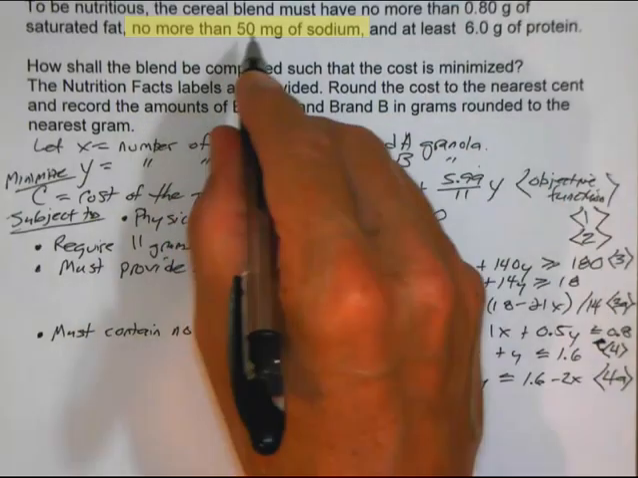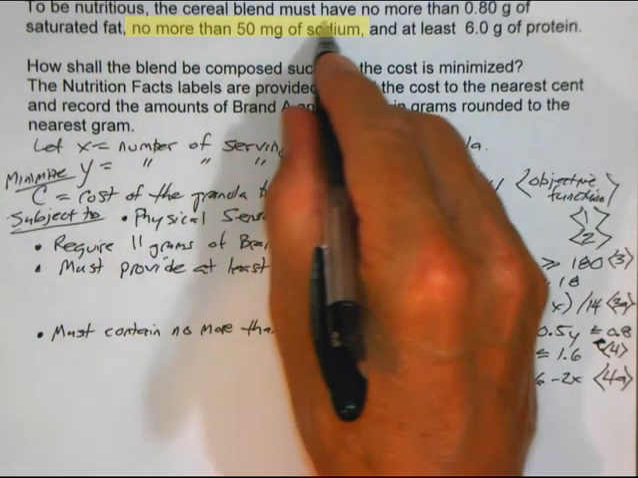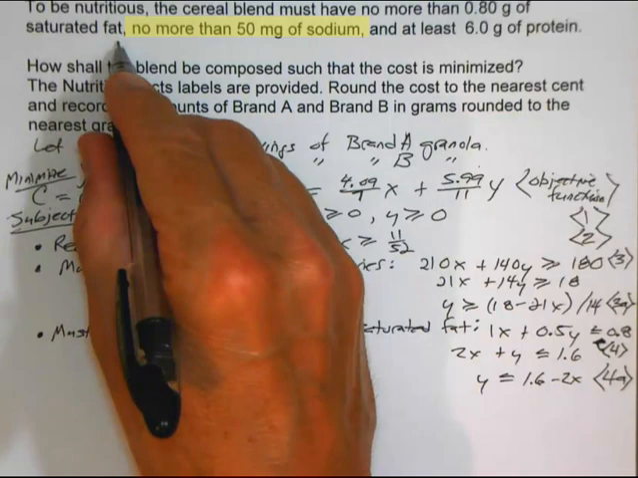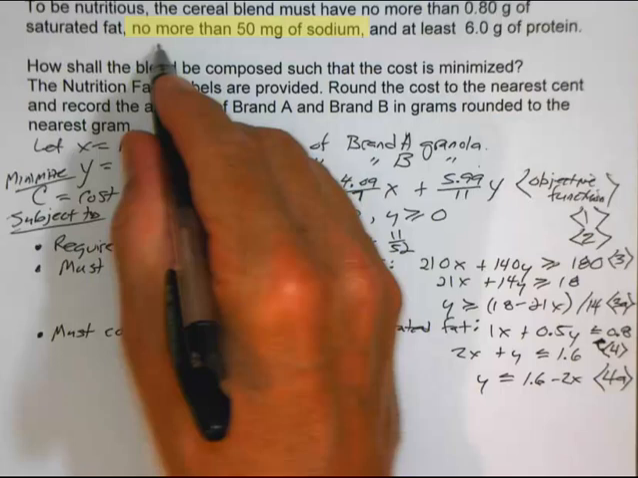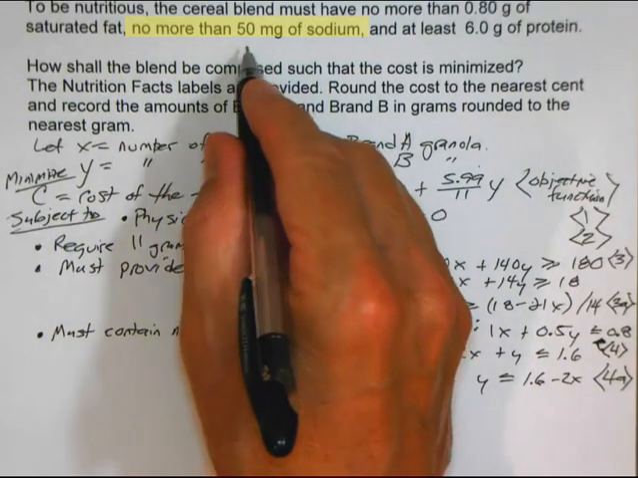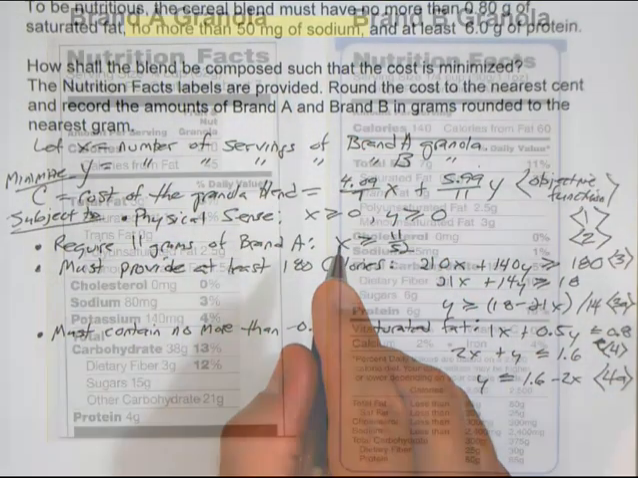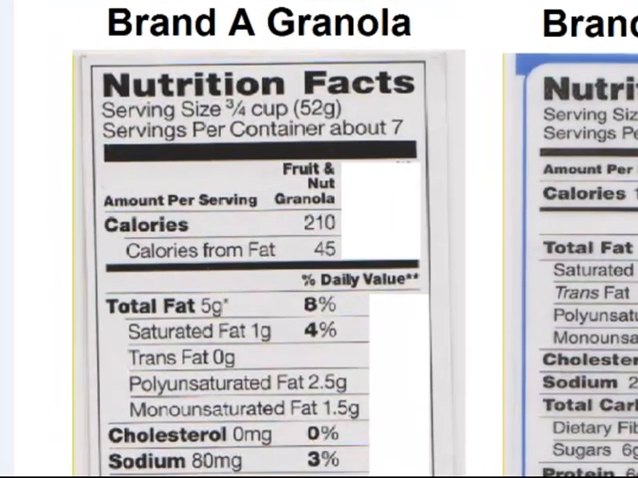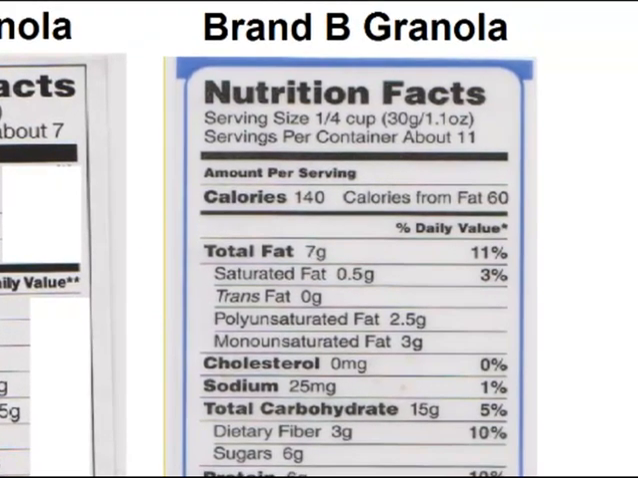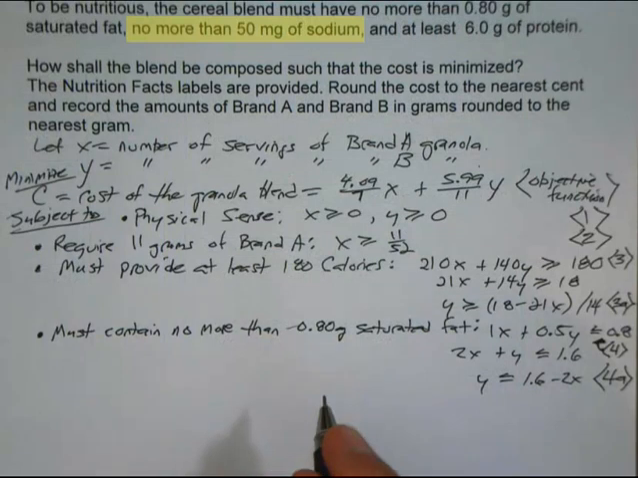Are there other requirements? Yeah, this same sentence said the cereal blend must have no more than 0.8 grams of saturated fat and no more than 50 milligrams of sodium. Okay, another healthy requirement there. What to do with that? Nutritional fact labels. Let's check out the sodium for the brand A granola. In one serving, 80 milligrams. In the brand B, the sodium for one serving, 25 milligrams. Okay, take this information and we can formulate.